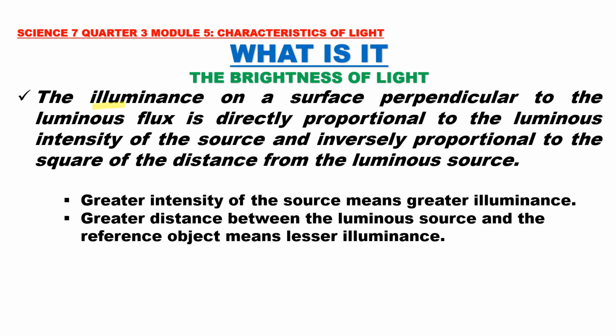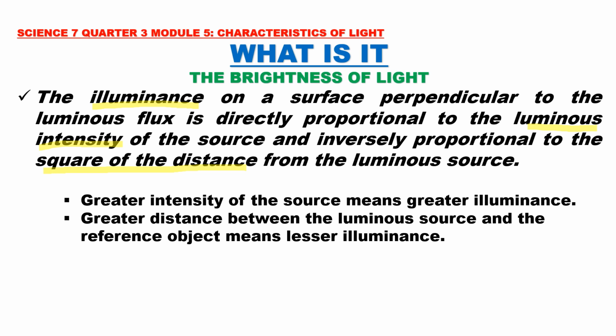The illuminance on a surface perpendicular to the luminous flux is directly proportional to the luminous intensity of the source and inversely proportional to the square of the distance from the luminous source. So what does this mean? E is equal to I divided by R squared. In the previous slide, we showed the formula in solving for illumination, where E is illuminance, I is intensity, and R is the distance of the source.